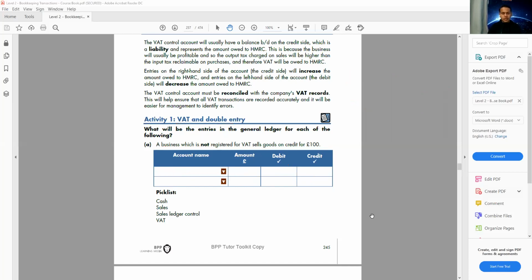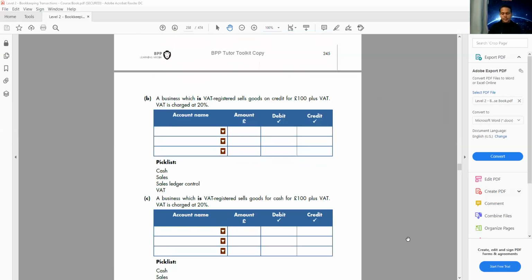Okay, let's move on to the next one. Number B is asking about a business which is VAT registered. So this time the business is VAT registered and they sell goods on credit, £100 plus VAT. What will be the journal for that?